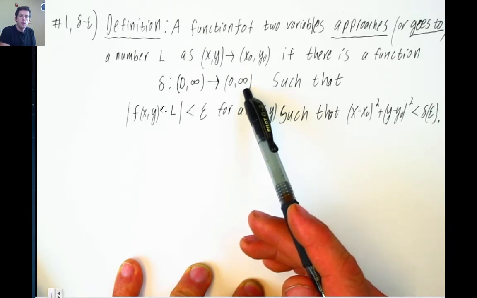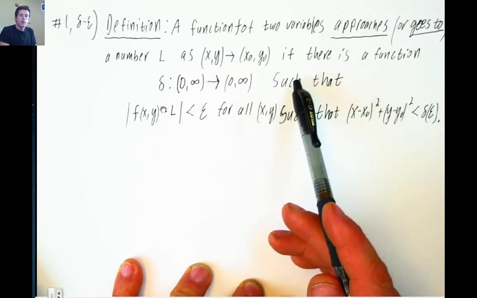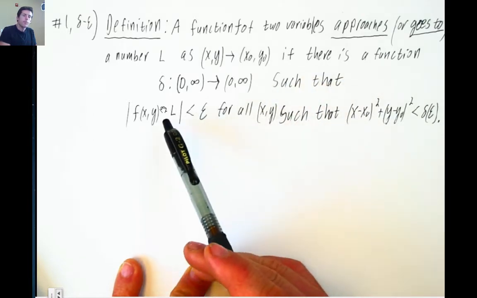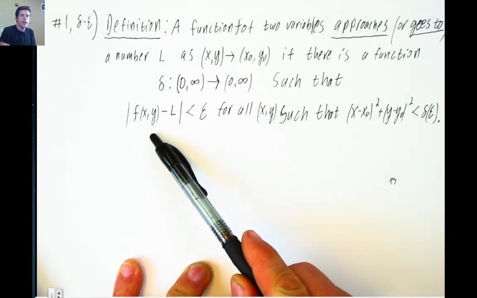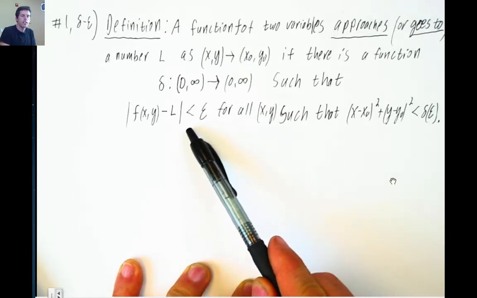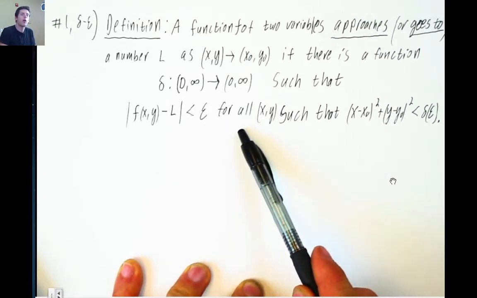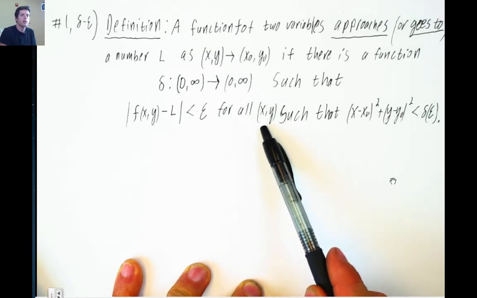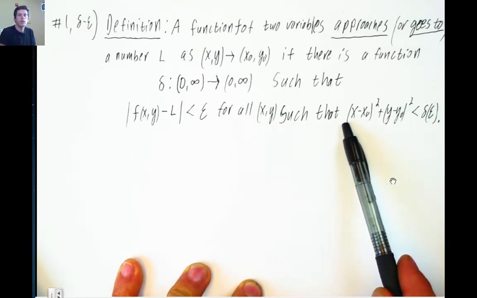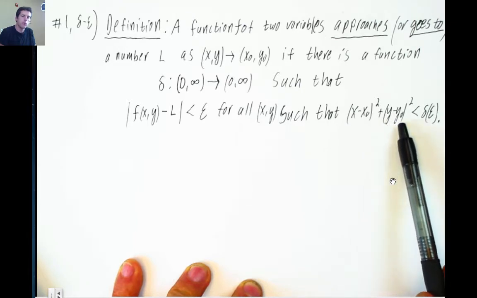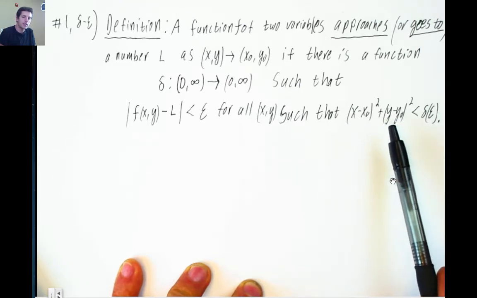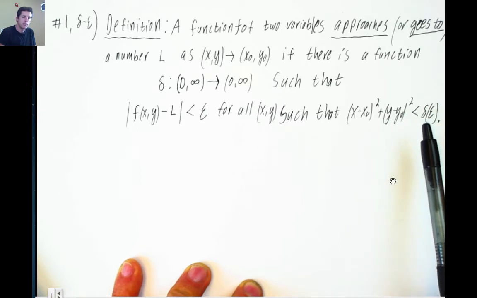Okay, so if there is a function delta such that the difference between f of (x, y) and L is less than epsilon for all pairs of numbers (x, y) such that (x minus x naught) squared plus (y minus y naught) squared, that is the distance between the point (x, y) and the point (x naught, y naught), is less than delta of epsilon. Okay, end of definition.